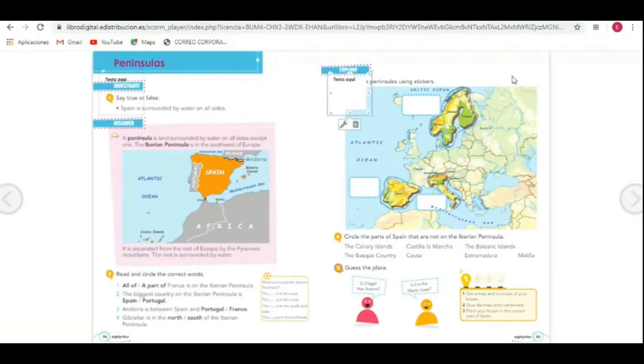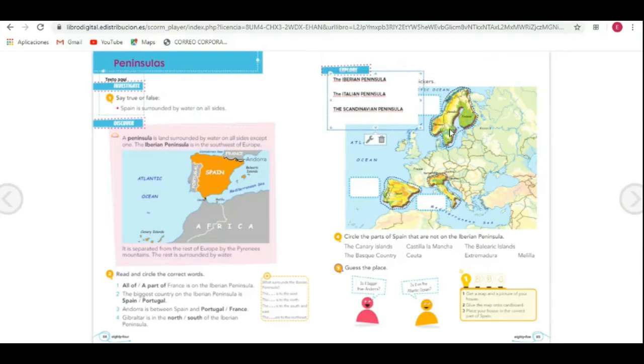Okay, here. What you had to write, you had to complete using the Iberian Peninsula, the Italian Peninsula or the Scandinavian Peninsula. You had to complete using these three stickers. If you haven't got the stickers, what you had to do is write.